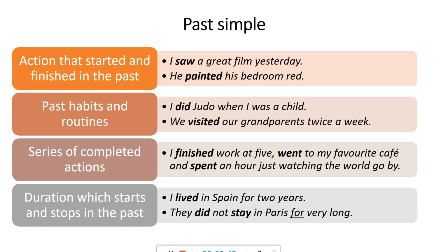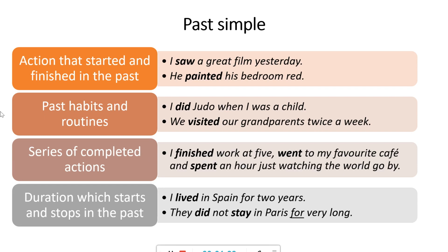Going on, we also use it for a series of completed actions. When we talk about this, I mean in narratives. When you're telling a story, and one action takes place after another action, like in this example: I finished work at 5, went to my favorite cafe, and spent an hour just watching the world go by. So in this case, first I finished, then I went, then I spent. All the actions are completed, and the sentence shows which action happened next.